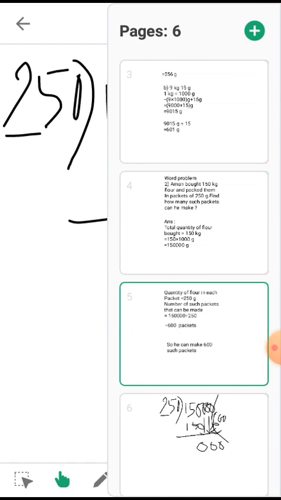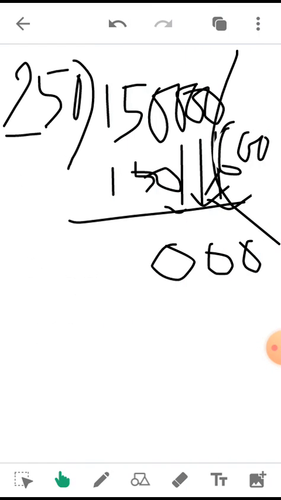Now see that on the next board, I have already done the calculation. In the quotient part, you will get 600. So you also do the calculation, and similarly you will be getting such types of answers.